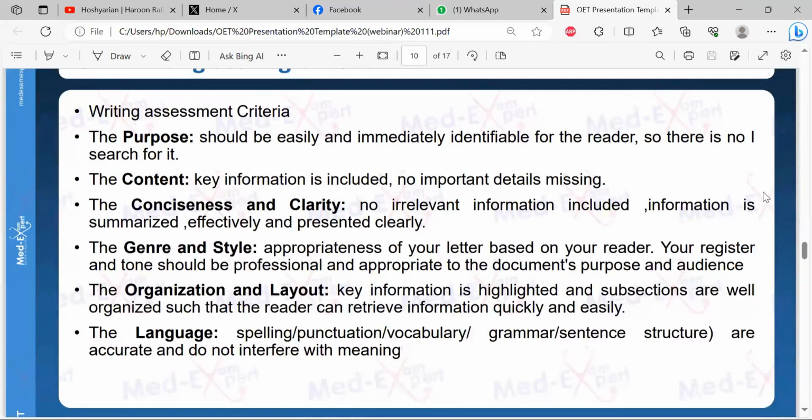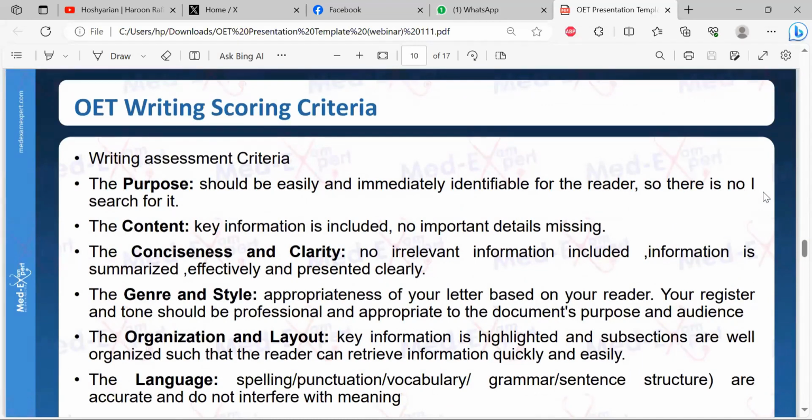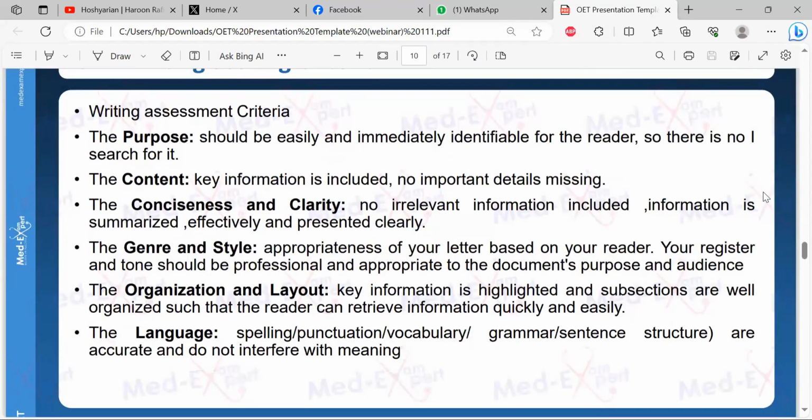So the OET writing scoring criteria is what I have told you, the purpose, content, and so on. These are actually the definitions of these things, so that it is easy for all of you to understand what OET writing actually is. The purpose should be easily and immediately identifiable for the reader, so there is no search for it. The examiner should not get confused about what the candidate wants to express. So your purpose must have accurate information. And if any course student is present in the webinar, I don't know about the participants, but if someone is present, then he or she can tell you what the purpose of OET letter writing actually is.